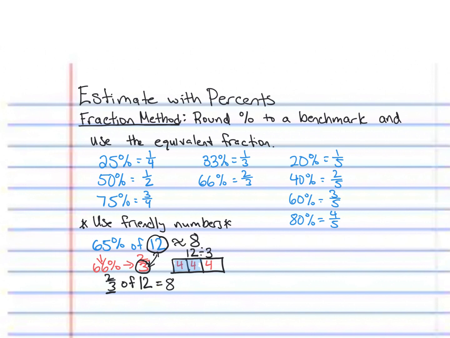Now, you might say, well, what if my benchmark that I round to isn't compatible or isn't friendly with the number that's there? So what we do is we just manipulate. So say, for example, I want to estimate 38% of 27. So once again, I'm going to look at my benchmarks, and I'm going to say that 38 is pretty close to 40%, so I'm going to go ahead and use 2/5.